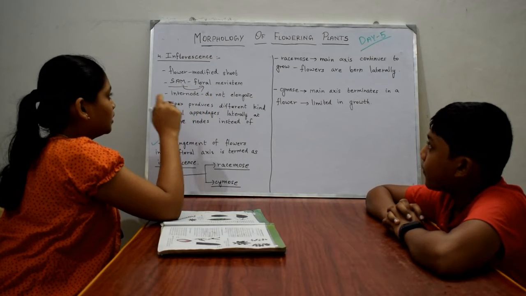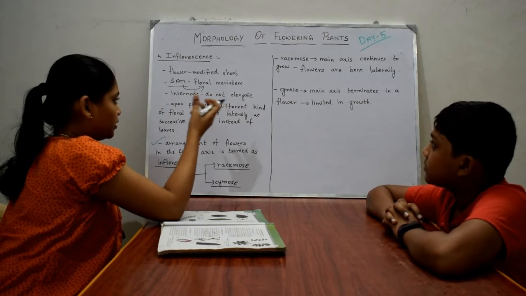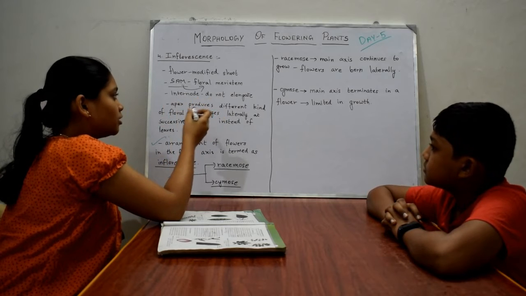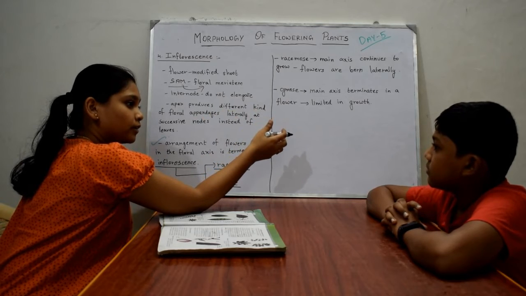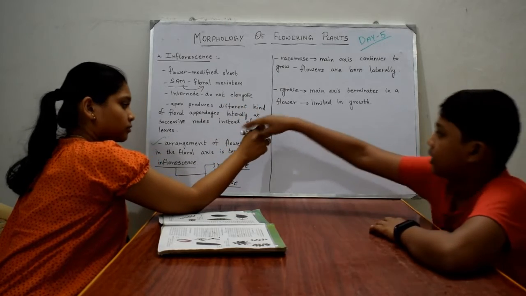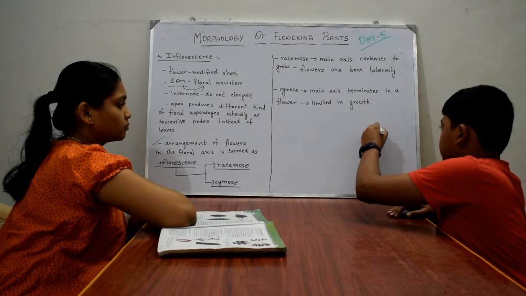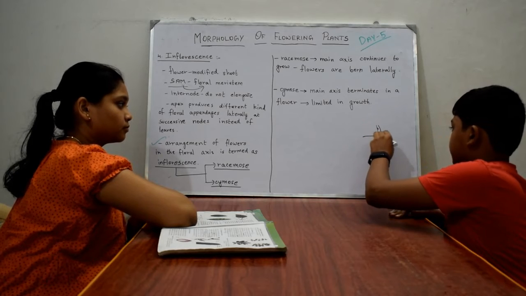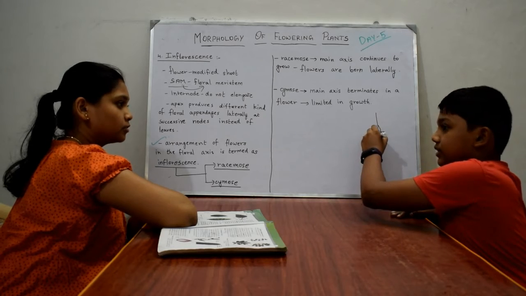When the shoot apical meristem transforms to floral apical meristem, internodes do not elongate. So when a plant produces flowers, internodes do not elongate. It will not grow longer. The space between two nodes is called an internode. If this is a node, this internode will not elongate.